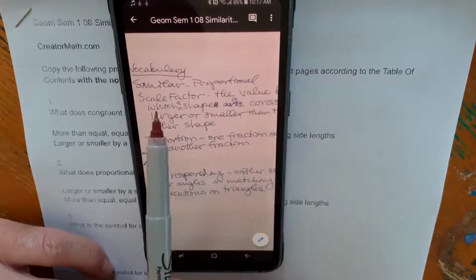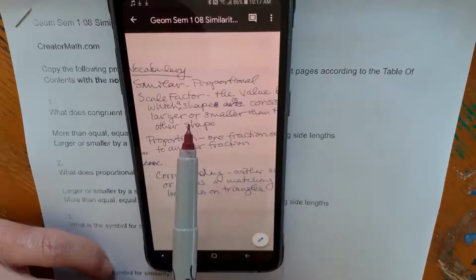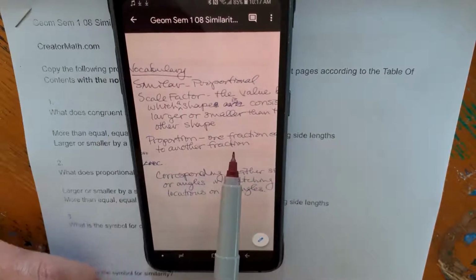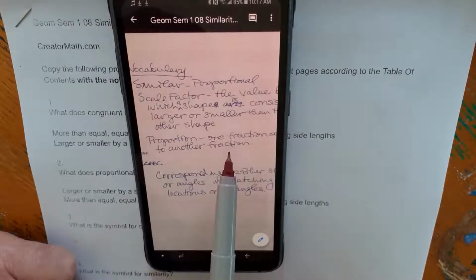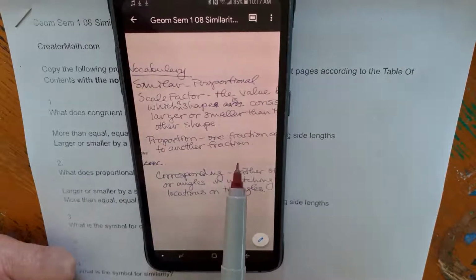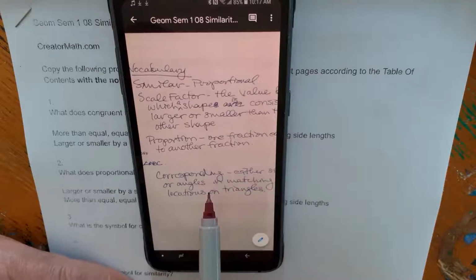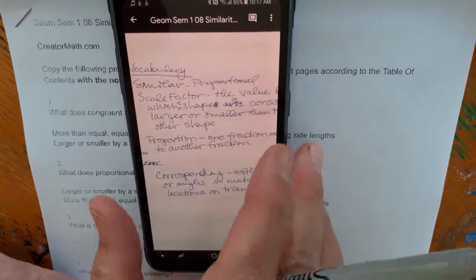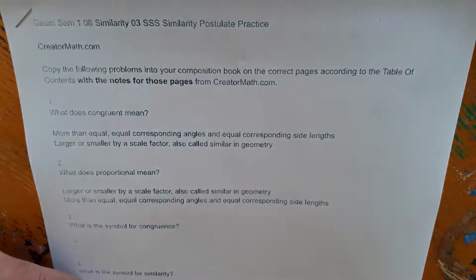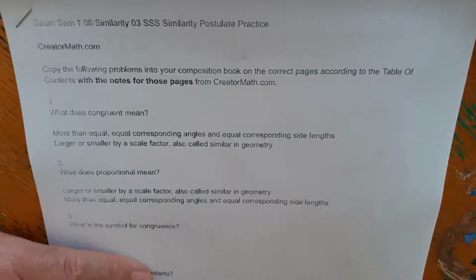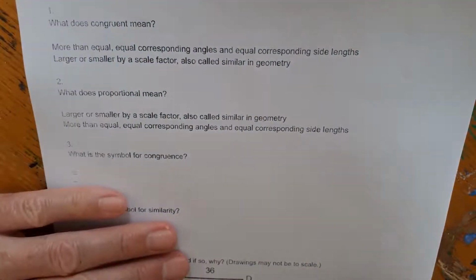Vocabulary: similar means proportional. Scale factor is the value by which 2 shapes are related. Proportional means that 2 shapes are exactly the same but different sizes related by a scale factor. And corresponding is same location parts but on different shapes, right? Again, this is the third lesson in this, so some of these you've seen before in prior lessons. And let's see what the problems are and see if we can solve some of these.